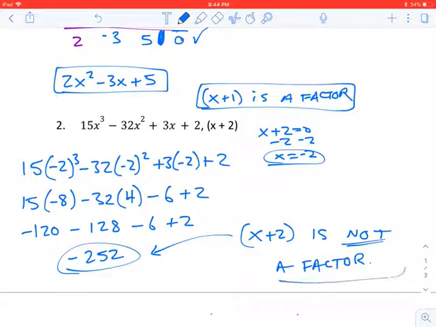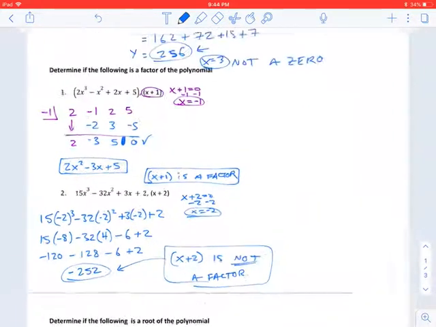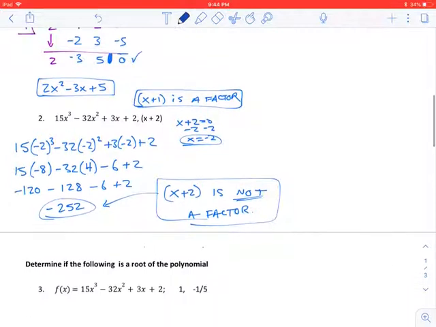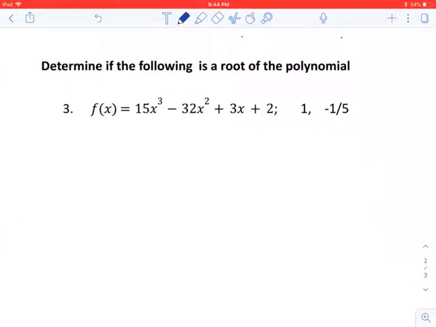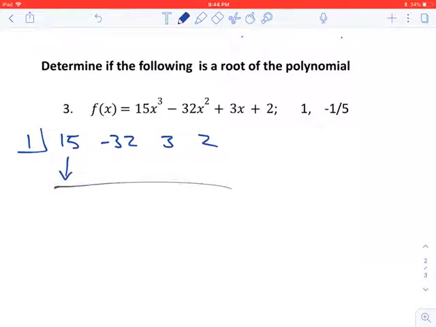The only way it would be is if we got 0 here, which we did not. Okay? So let's go ahead and go to the back side. We're still doing the same thing, but look at the wording. It says, determine if the following is a root of the polynomial. That is asking the exact same question. There's no difference there. So you can use direct substitution or use synthetic division. I'm going to use synthetic division for both of these numbers, just because, again, it goes quicker.